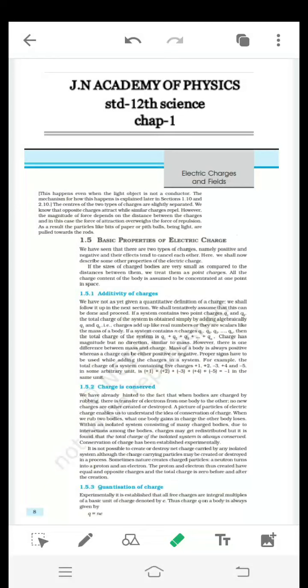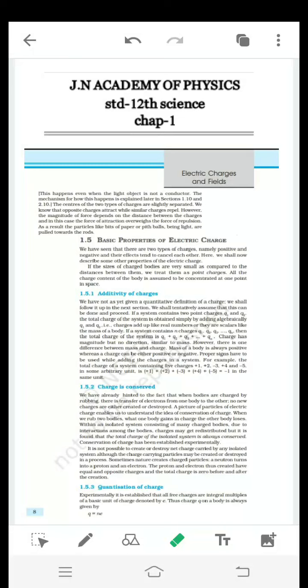The first property is additivity of charges. If a system contains two charges, say Q1 and Q2, the total charge of the system is obtained by simply adding Q1 and Q2 algebraically, that is Q1 plus Q2. If a system contains n charges, Q1, Q2, Q3 and so on up to Qn, then the total charge of the system is the sum of all charges: Q1 plus Q2 plus Q3 and so on plus Qn.